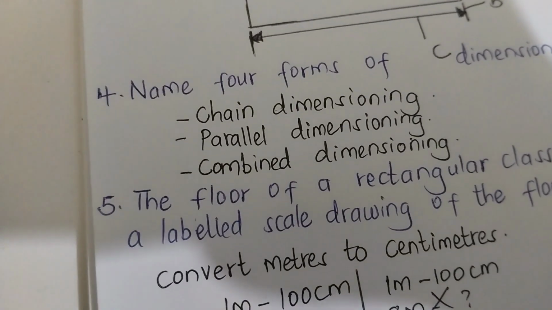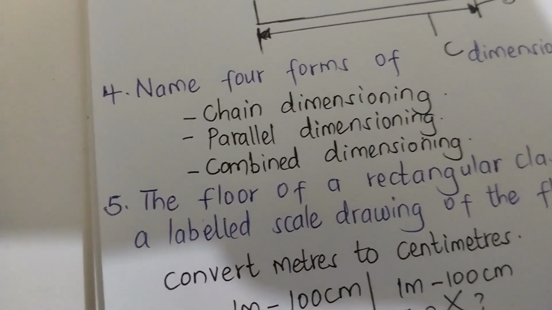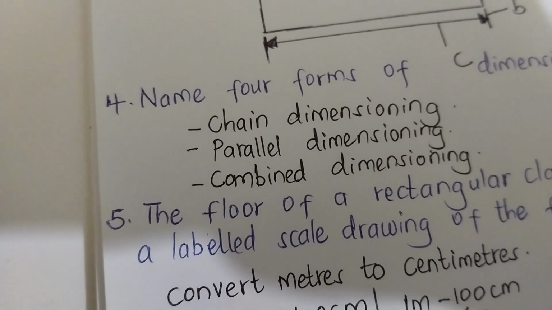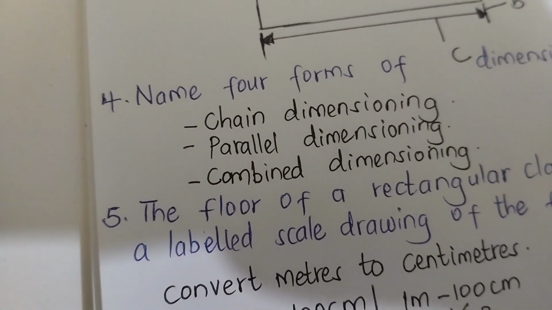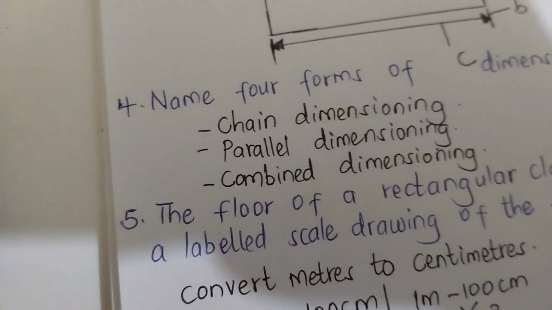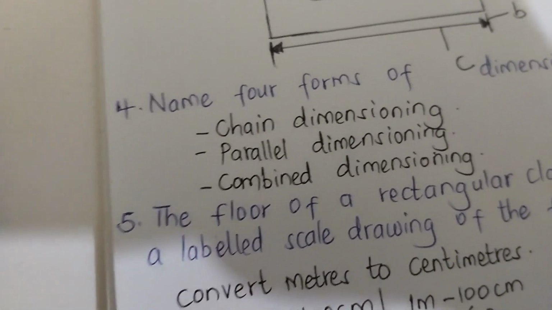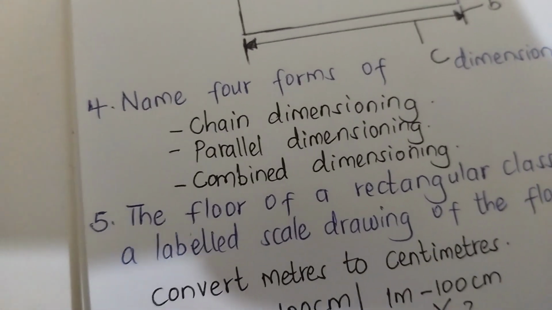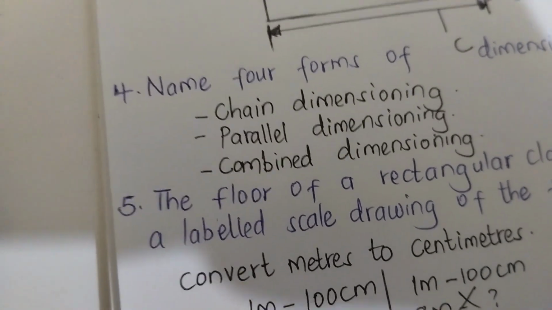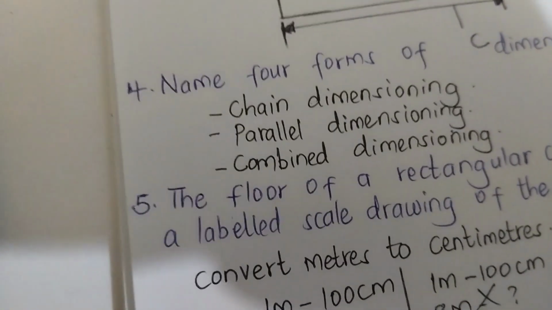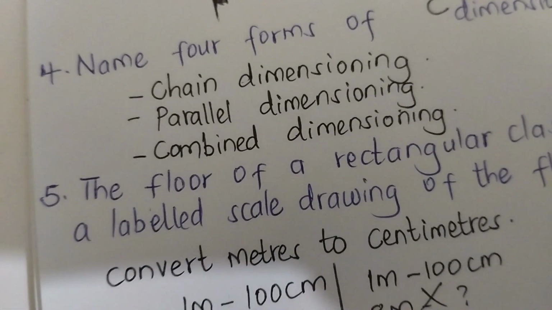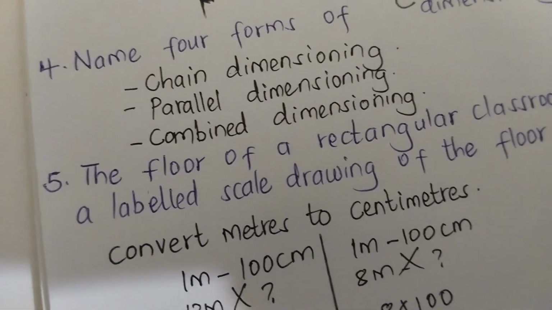So the combined dimensioning combines both parallel and chain. For parallel, two or more dimension lines are equally spaced and arranged parallel to each other. So they have to be parallel. And then for chain, the dimension lines are placed one after another in a sequence. And then the combined uses both chain and parallel. I'm hoping that is clear.